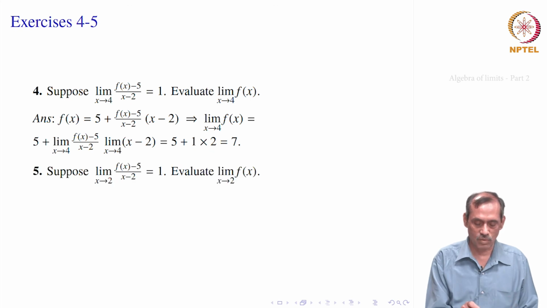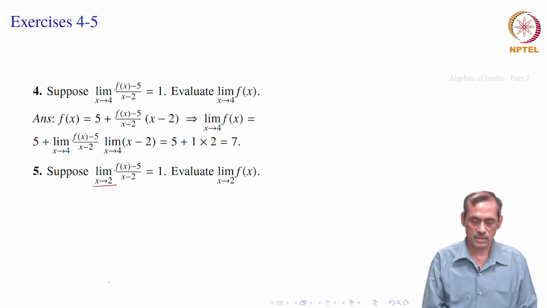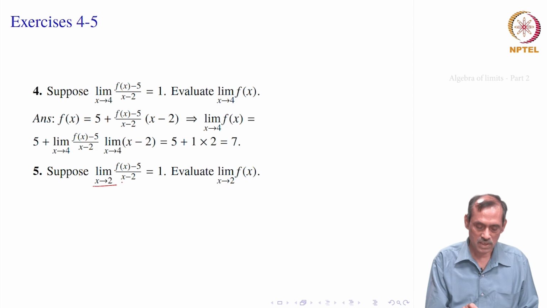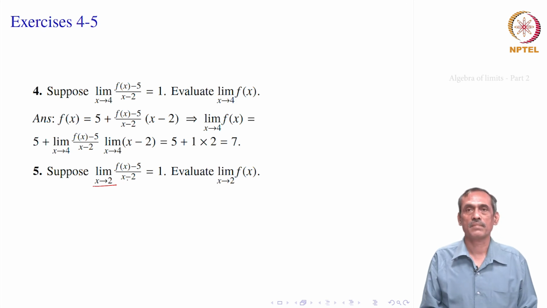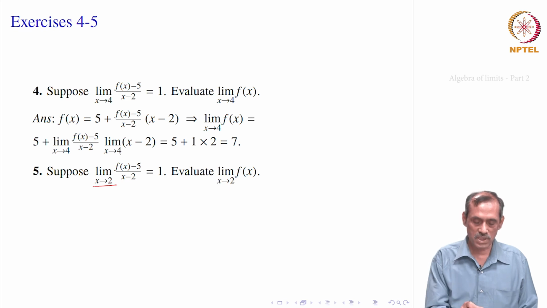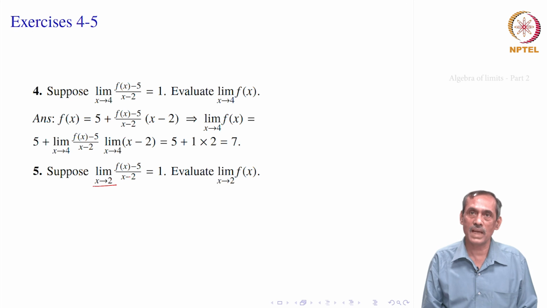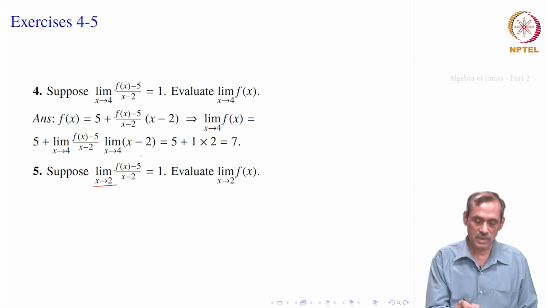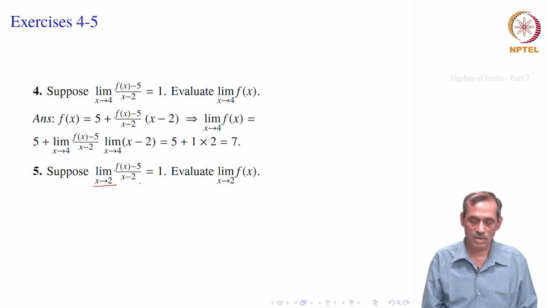Now, similarly, one more is there: (f of x minus 5) by (x minus 2), limit as x goes to 2 is now equal to 1. So, that means the limit of x minus 2 in the denominator becomes 0 now, and if this limit exists, with x minus 2 being 0, then as we have learned earlier, the limit of the numerator must also be 0. Therefore, the limit of f of x as x goes to 2 must be equal to 5.